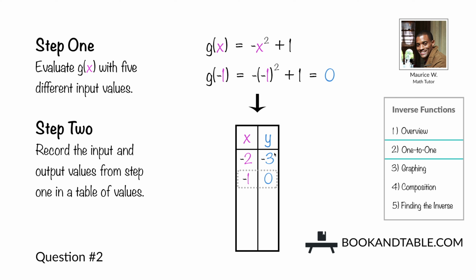For g of negative 1, we would get negative 1 squared, which is positive 1. Negative 1 times positive 1 would give us negative 1. And negative 1 plus 1 would equal 0. So the input is negative 1 and the output is 0. The third point, g of 0 would equal negative 0 squared would be 0. And 0 plus 1 would equal 1. So the input is 0 and the output is 1.